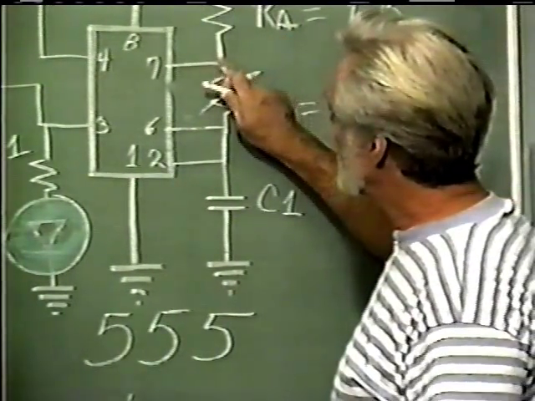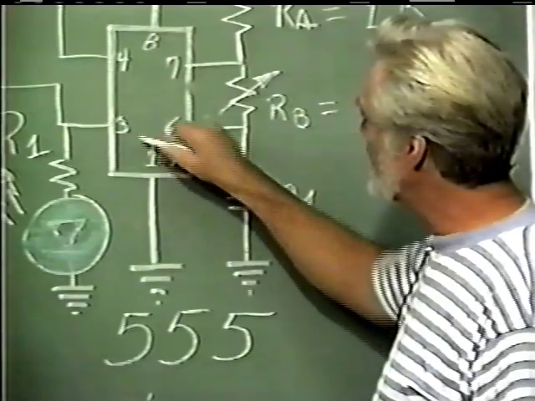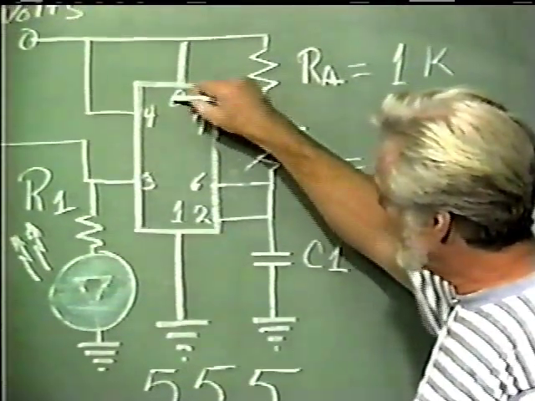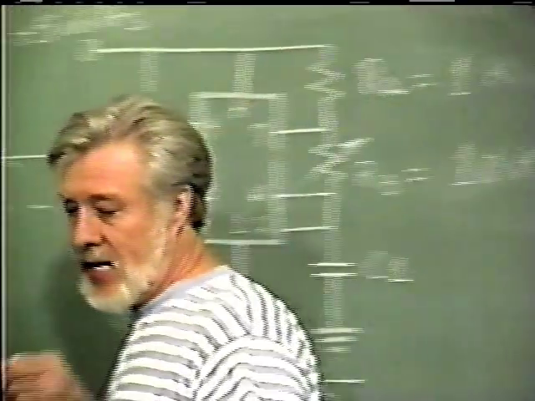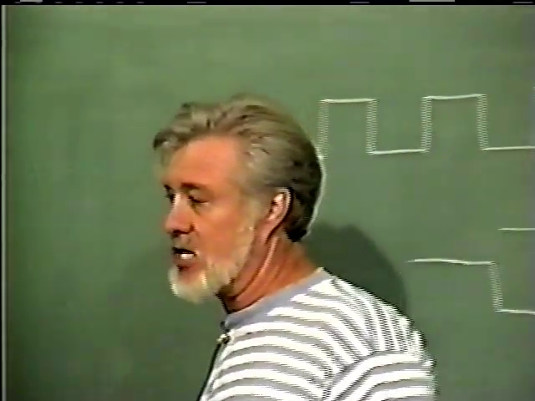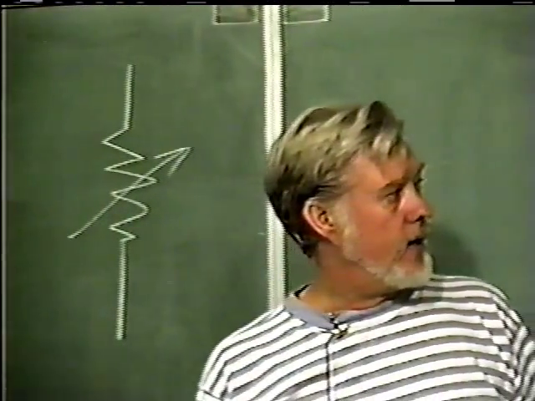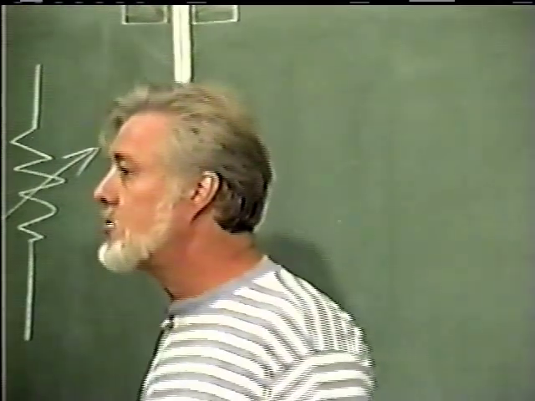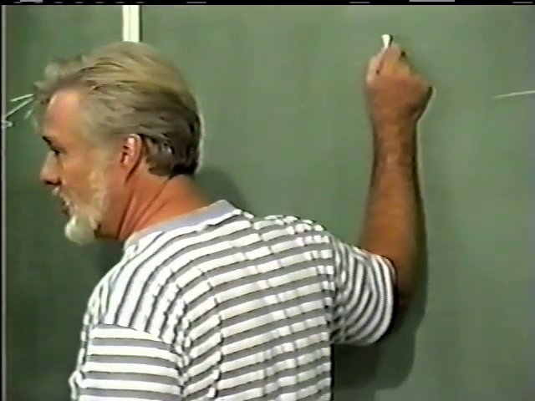RA is just a biasing resistor for the chip. These are the pin numbers, by the way, 1, 2, 3, 4, 6, 7, 8. This is an 8-pin chip, which means it's only half the size of a standard one. Pins being the legs on a chip.